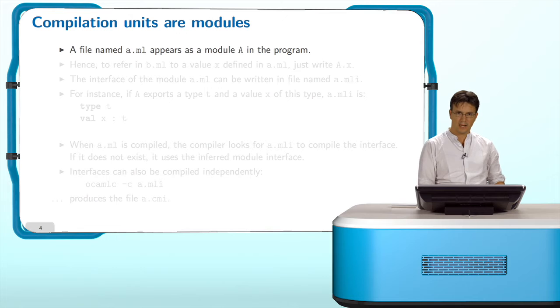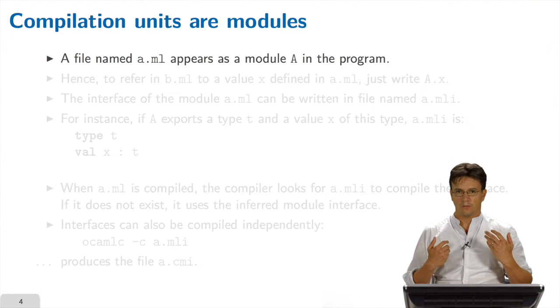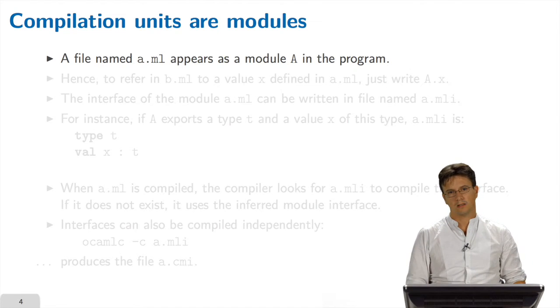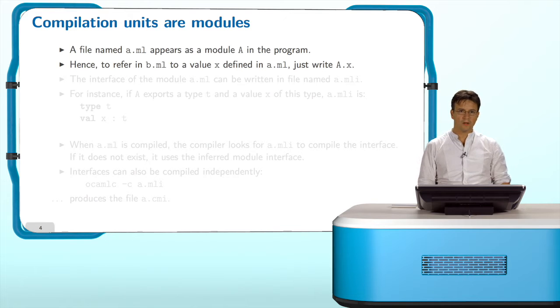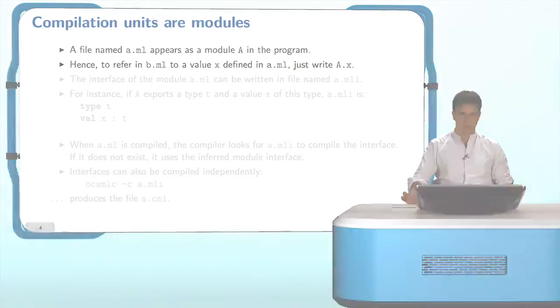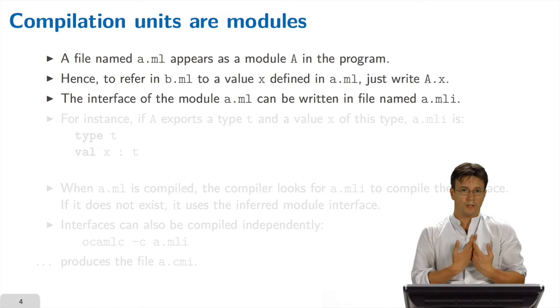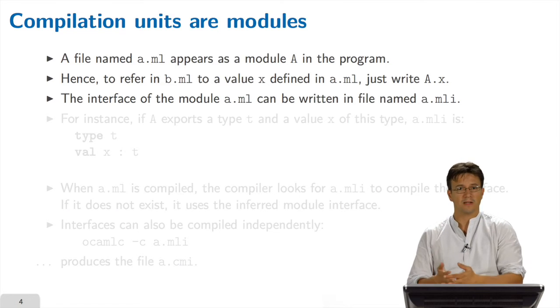In fact, compilation units are seen as modules from the programming point of view. If you have a file named a.ml, then it will appear as a module A in the program. The only change in the name is the fact that the first letter is an uppercase, so the file name is capitalized. If you want to refer in b.ml to a value x defined in a.ml, you just write A.x, and it will work.